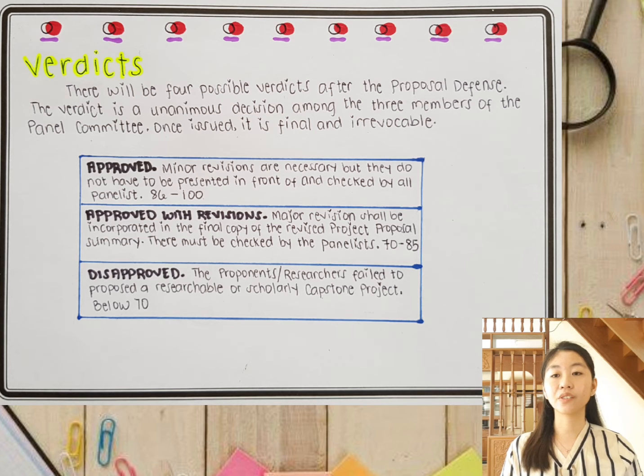Major revisions shall be incorporated in the final copy of the revised project proposal summary. These must be checked by the panelists, 70 to 85. And disapproved: the proponents or researchers failed to propose a researchable or scholarly capstone project, below 70.